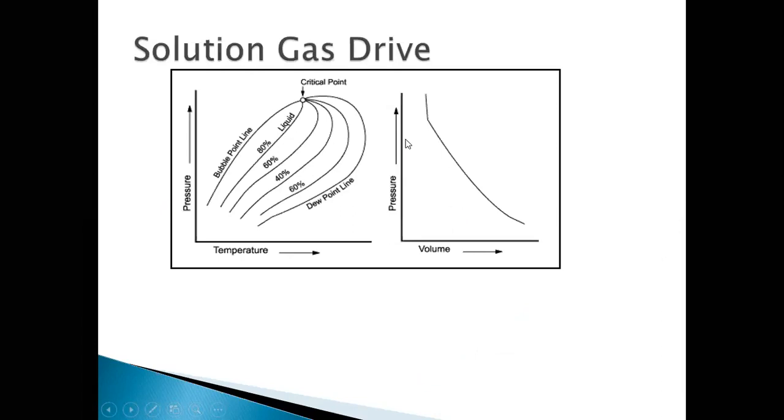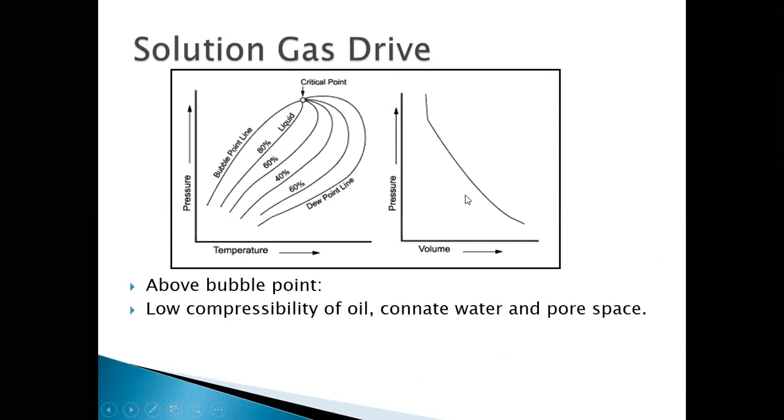Now, let's look at how the pressure is behaving above the bubble point and so on. So pressure initially is like this. And then later you see that as the volume is increasing, the pressure is reducing because they are inversely proportional. So in this kind of reservoir, the pressure declines rapidly. It's not really a good drive mechanism, and the pressure declines rapidly in this case.